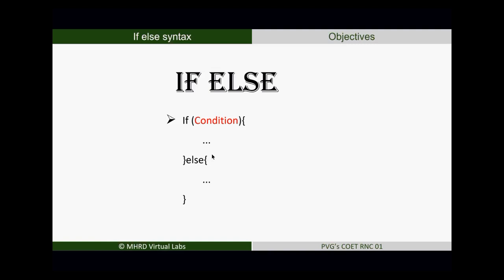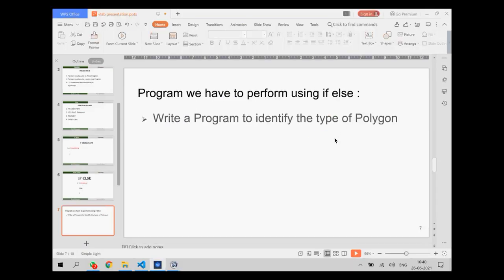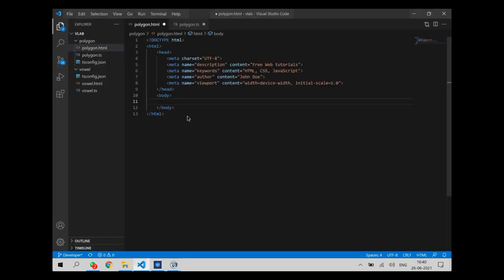It's a bit confusing. So I will teach you how to write the program to identify the type of polygon with the help of if statement. So I will just show you. This is the program I have written right now for a few steps.